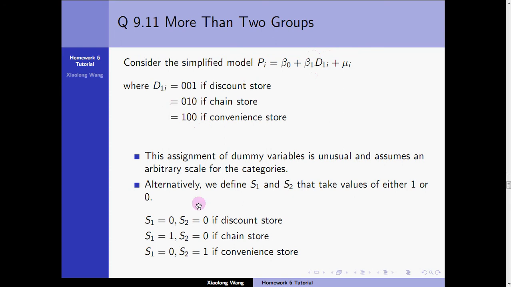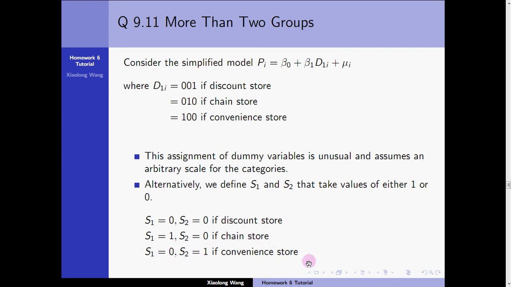So alternatively, we would define two dummy variables for those three categories. So let's define S1 and S2, which take values of either 1 or 0. We will connect the discount store with S1 equals 0 and S2 equals 0. When S1 equals 1 and S2 equals 0, we mean the chain store. And when S1 equals 0 and S2 equals 1, then it is a convenience store.